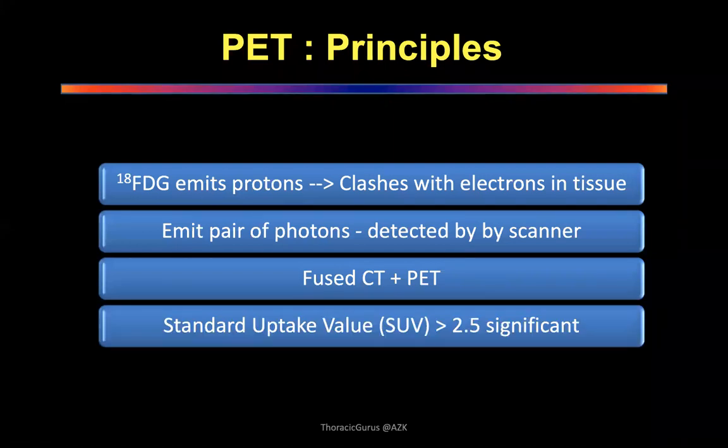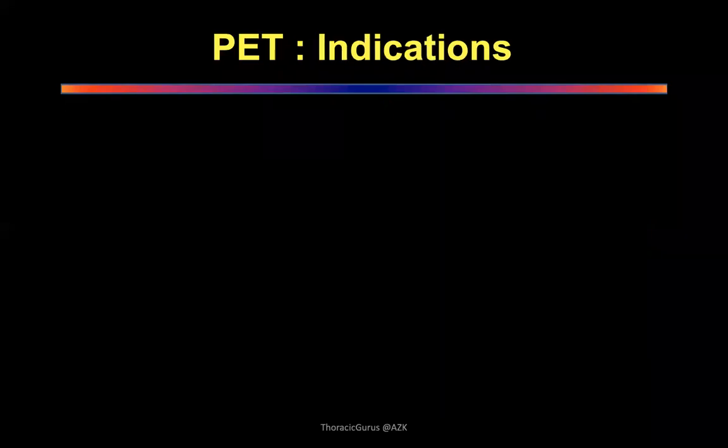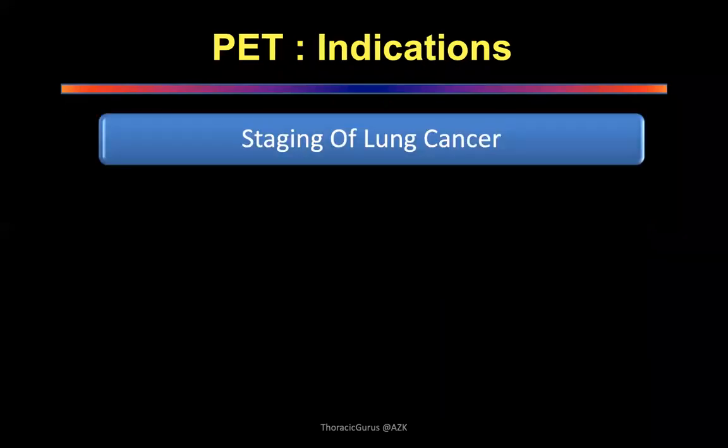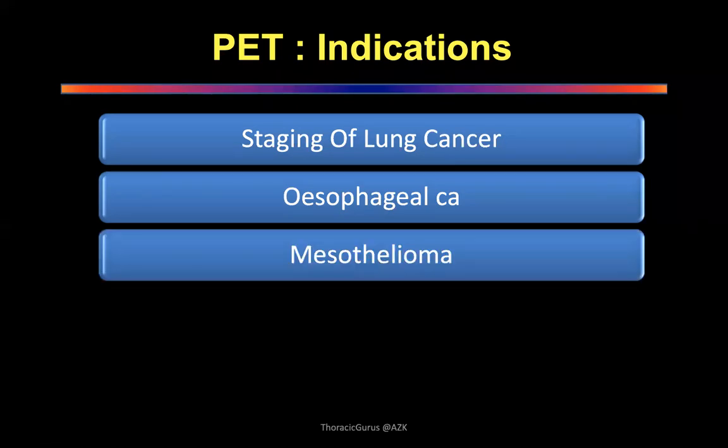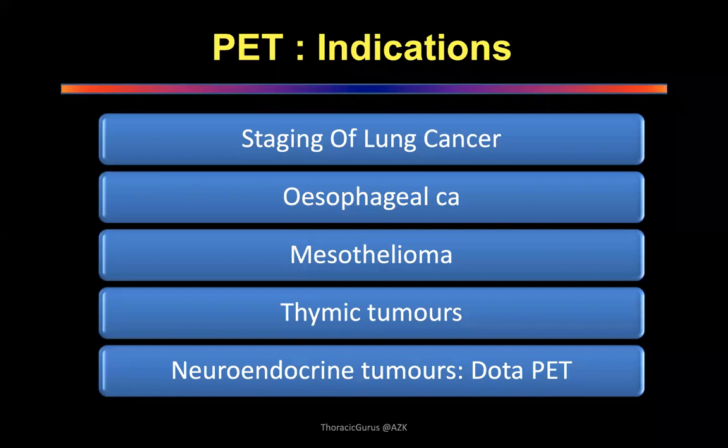We always talk of the brightness in terms of SUV, standard uptake value, and anything more than 2.5, you start wondering whether it is a positive PET or not. Okay, the higher the number, the more the positivity of the PET. It is used for staging of lung cancer or any cancer for that matter. And nowadays it's part of the NICE guidelines. You cannot do any therapeutic intervention without a PET scan. Also used in mesothelioma, thymic tumors, neuroendocrine tumors.